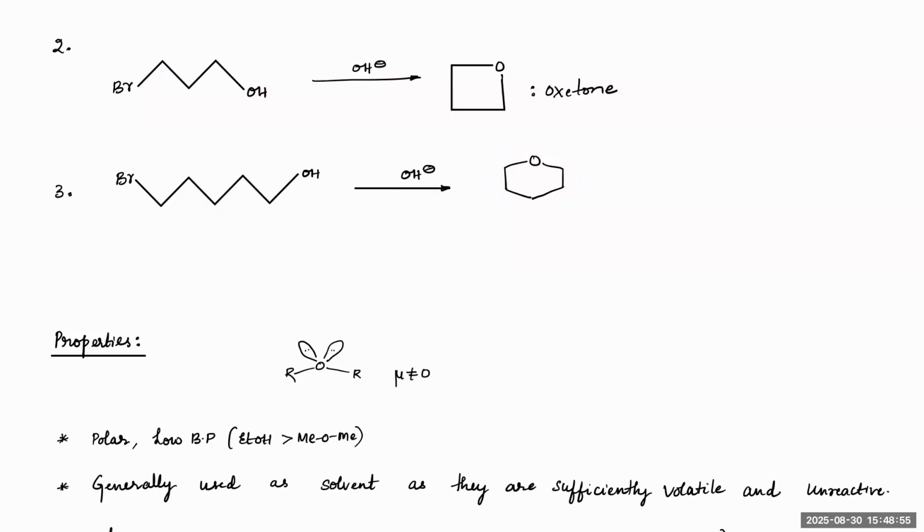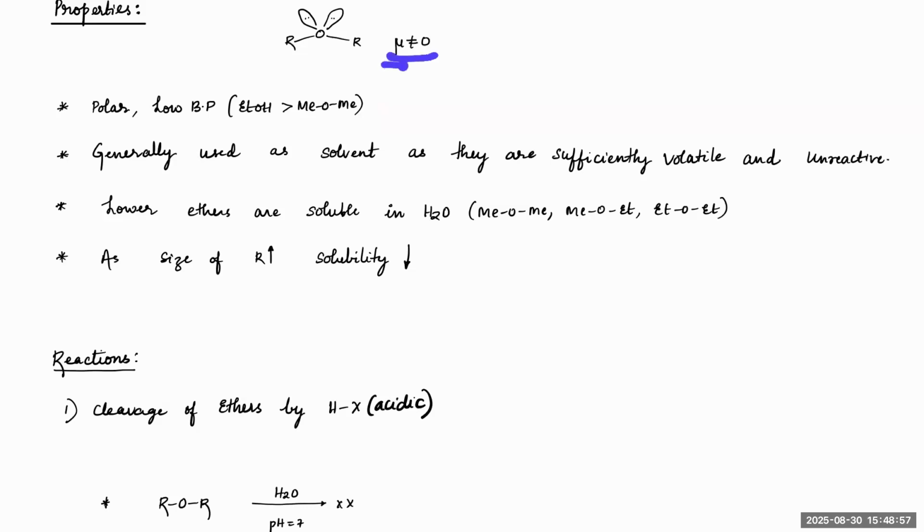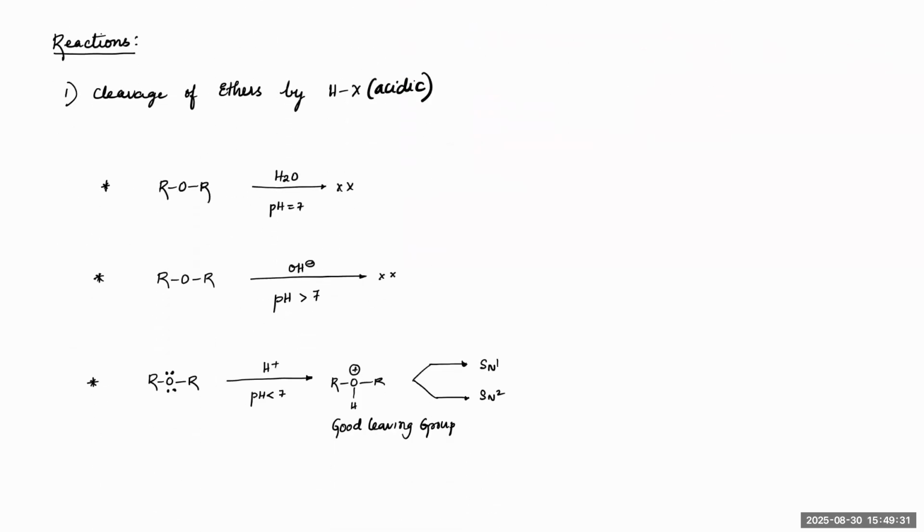Ethers typically have a lower dipole moment. And because of hydrogen bonding, ethanol will always dominate over the ethers. Generally, ethers are used as a solvent as they are sufficiently volatile and unreactive. Lower ethers are soluble in water. For example, if you take methoxymethane, methoxyethane, ethoxyethane, up to this there is decent solubility in water. But as the R group keeps growing, solubility starts decreasing.